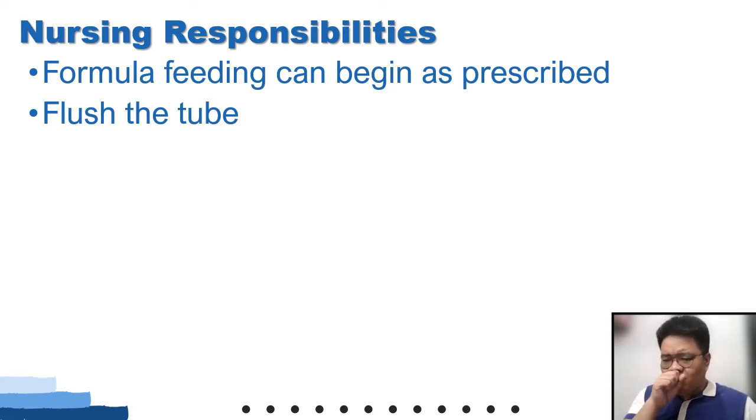But if you would look at it in actual practice, you need to consider the case of your patient. If your patient would have chronic kidney disease, if your patient would have congestive heart failure, you need to be careful on the frequency of the flushing because your patient might experience fluid retention.